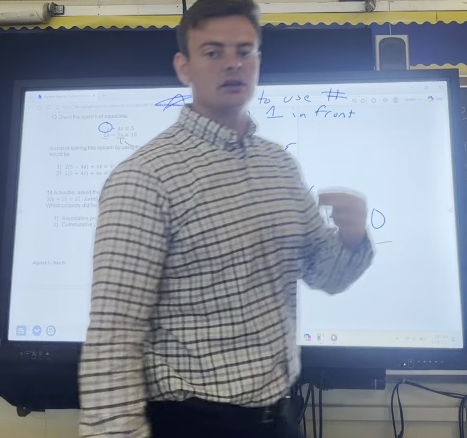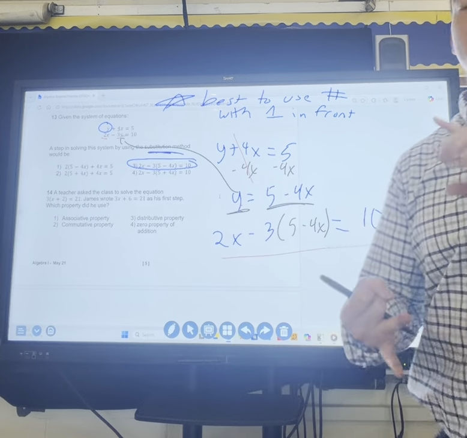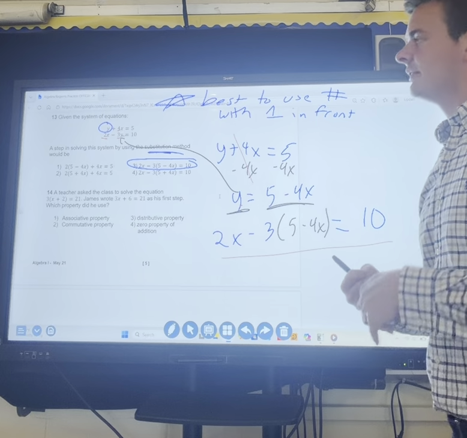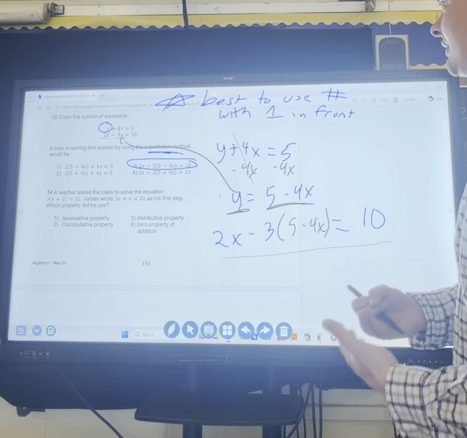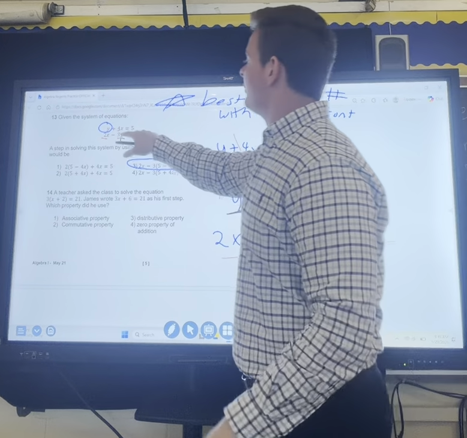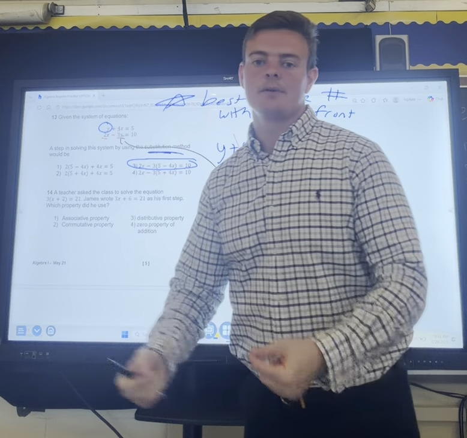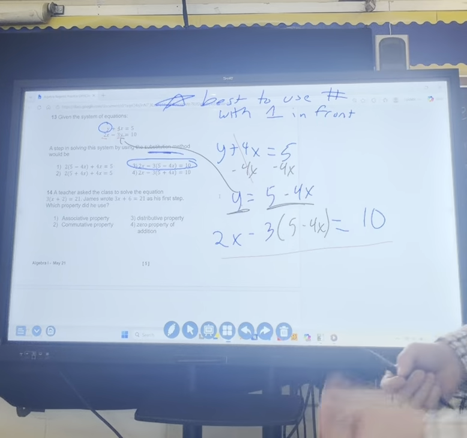The hardest part there is substituting. I gotta get one of these variables by itself. How do I know which one to get by itself? The one without the number in front is the best to get by itself.